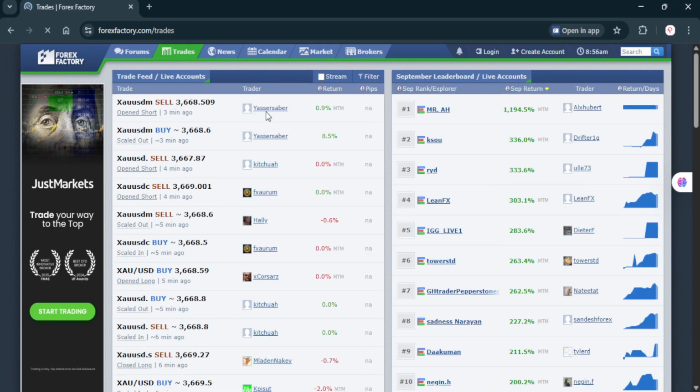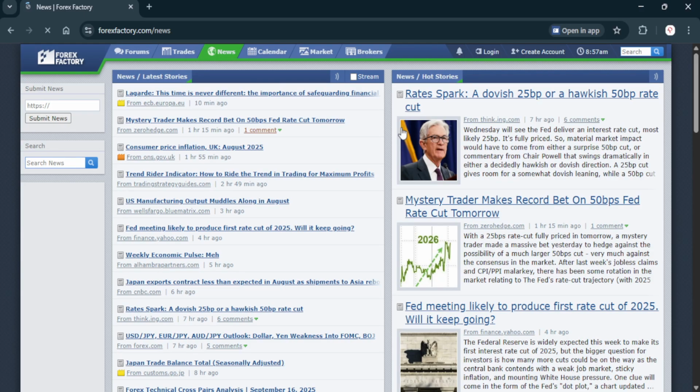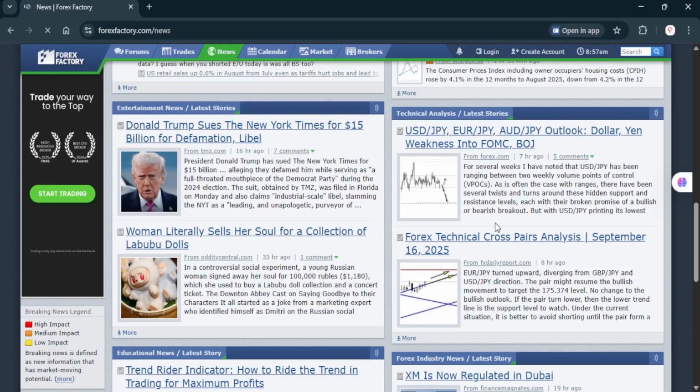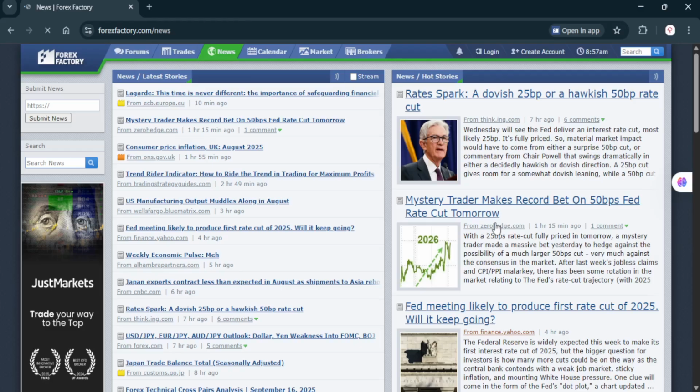Then the next option here is news. This news, this is where you get all the fundamental information about what is happening in the US economy or the world economy that is likely going to affect dollars. You can see here they say rate spark, a dovish 25 BP or a hawkish 50 BP rate cut. So this is a place where you get different information, news regarding the economy that has the potency to affect currency or forex trading.